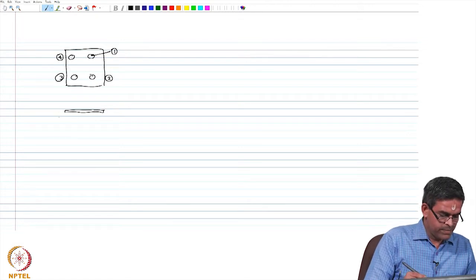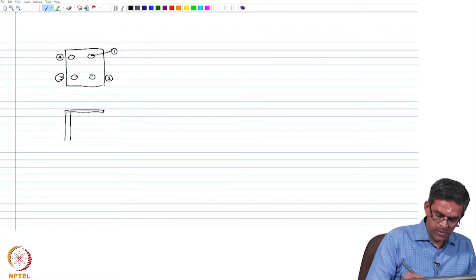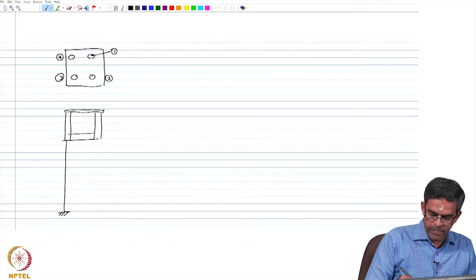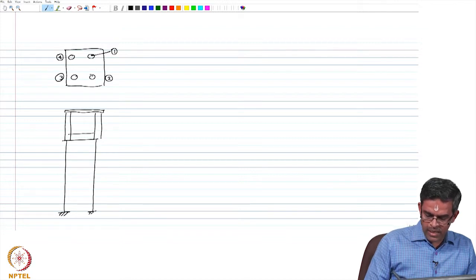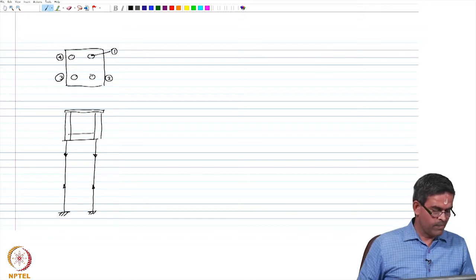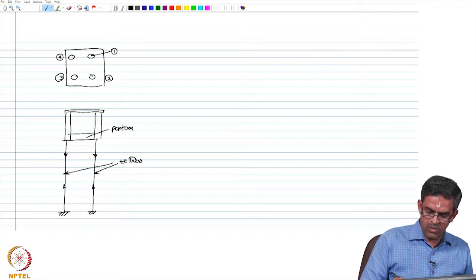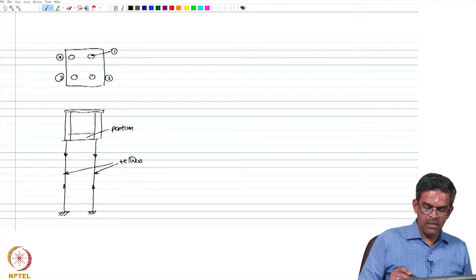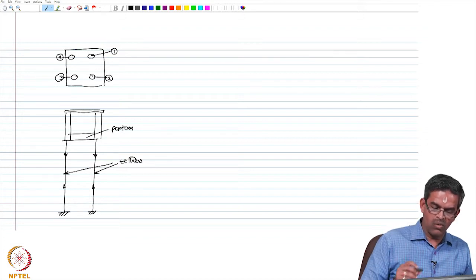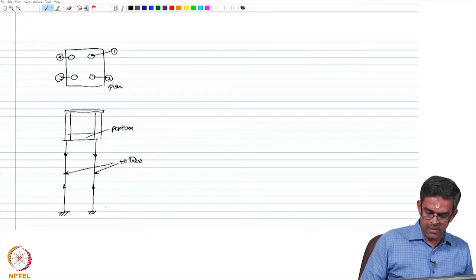supported by columns and pontoon members at the bottom, which are all anchored to the seabed using highly initial axial pretension tethers, or let us say cables. This is the pontoon as we have seen already in the last lecture. These are all tethers subjected to axial pretension, and these are all the positions 1, 2, 3 and 4. This is of course the plan, and this is the elevation.